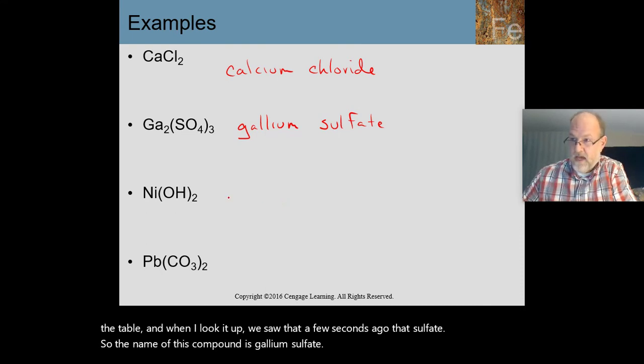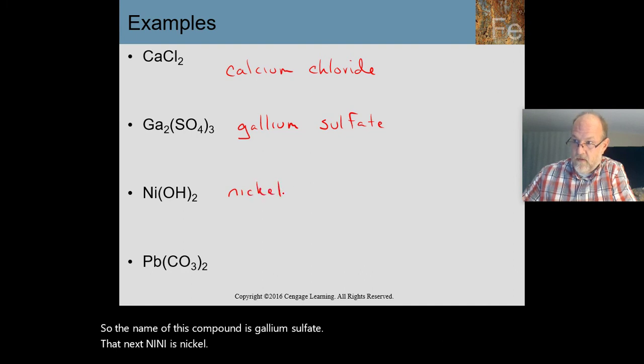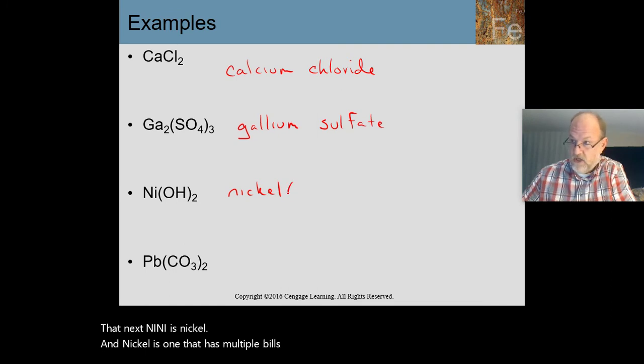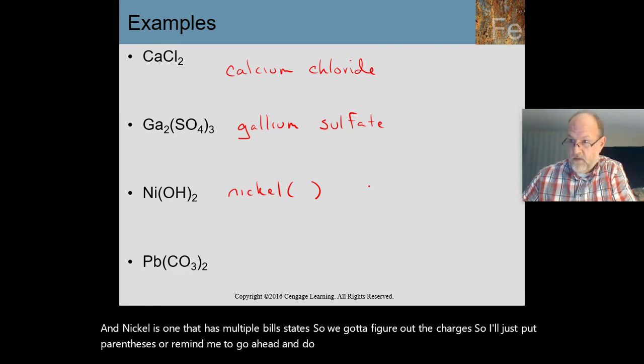Okay. Next, Ni. Ni is nickel. And nickel is one that has multiple valence states, so we've got to figure out what the charge is. So I'm just going to put parentheses to remind me to go ahead and do that. And then I'm going to look at the OH. I look it up, it's called hydroxide.